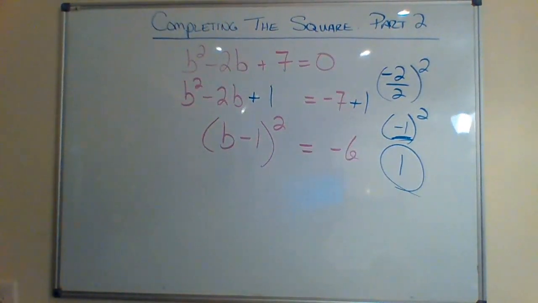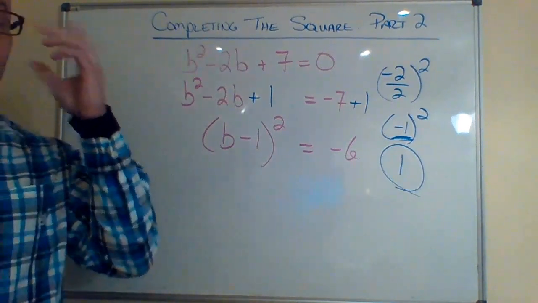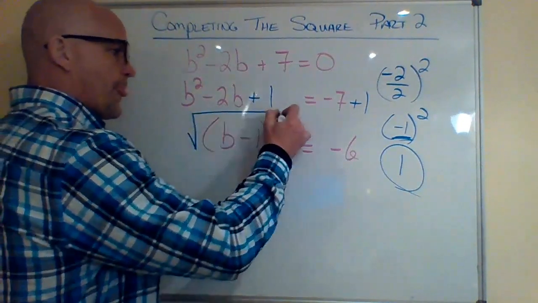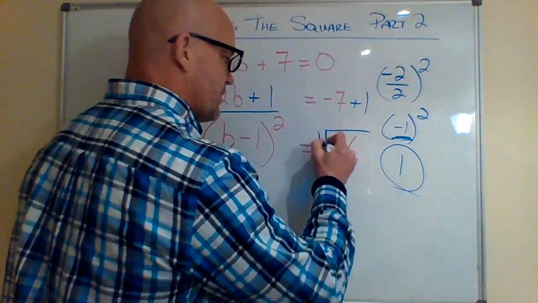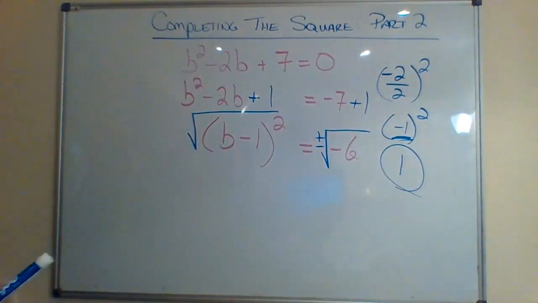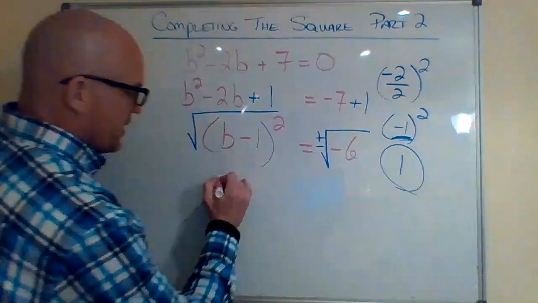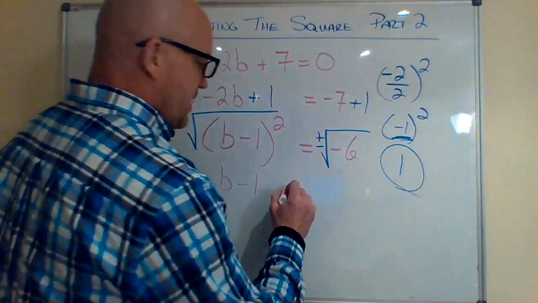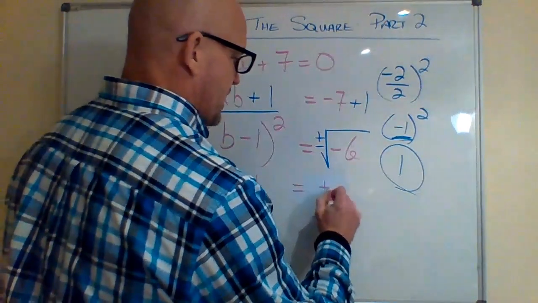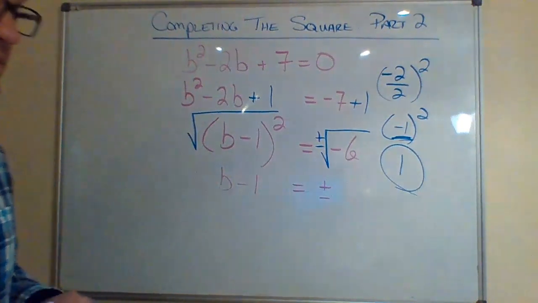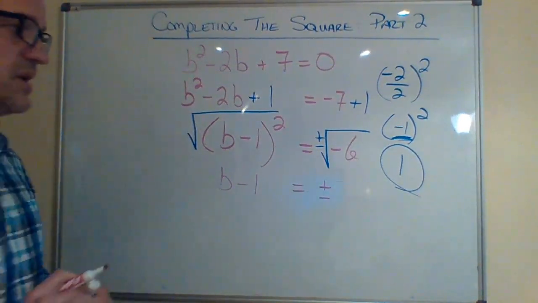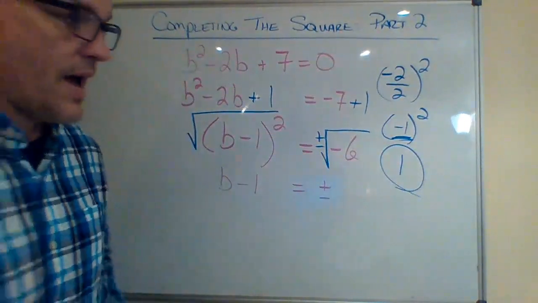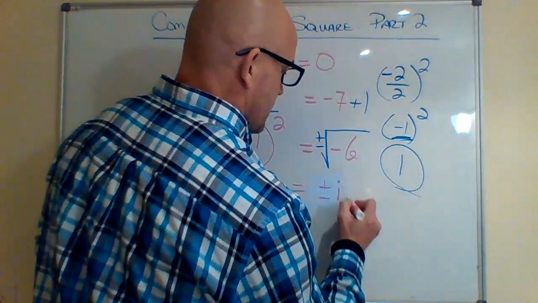Now, I wonder if some of you are looking ahead, realizing we're going to have a non-real answer here. So I'm going to solve by rooting, and I'm also going to root this side. Don't forget my positive or negative. Now, the square root of b minus 1 squared is just b minus 1. Root and the square undo each other. Then over here, we've got positive or negative square root of negative 6. Now, 6 doesn't have any perfect square factors, but anytime we have a negative underneath that radical, don't forget we poke our i out. i root 6.